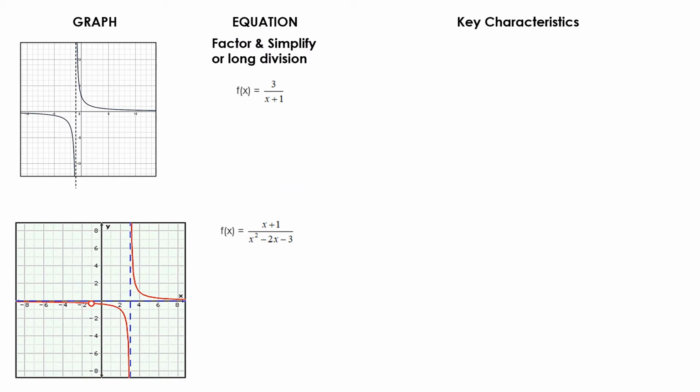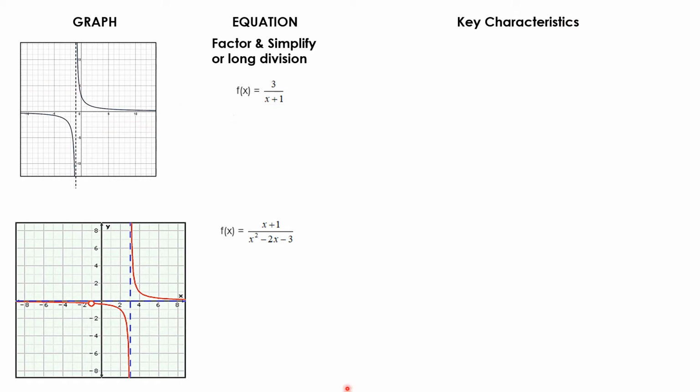So we've got two more examples here. We're going to take a look at this first graph here, and this is the equation that matches it. Now we can't do any factoring, we can't do any canceling or simplifying or anything like that here. It's as simple as it's going to get. So what can we tell? What characteristics can we tell by looking at the equation or by looking at the graph?